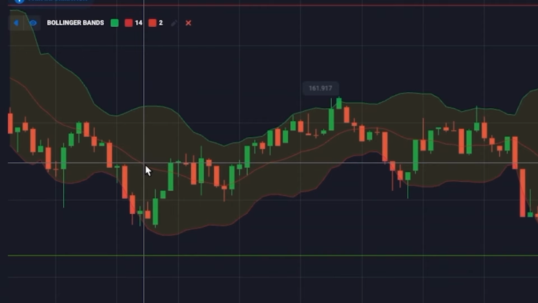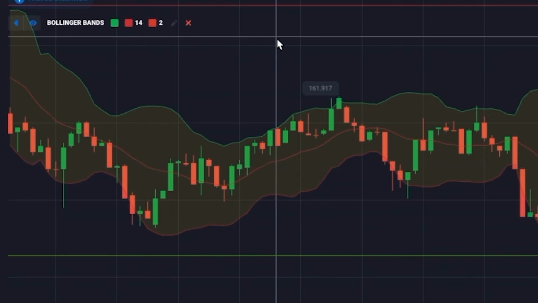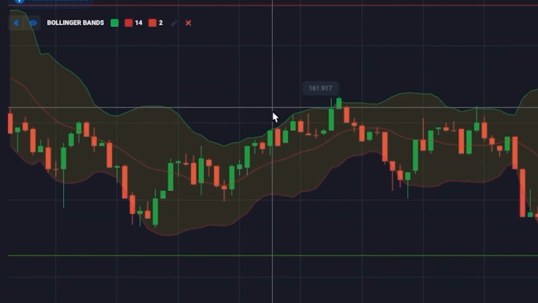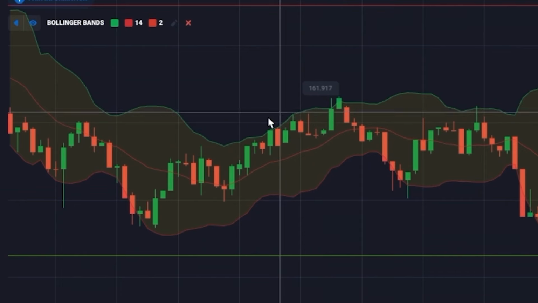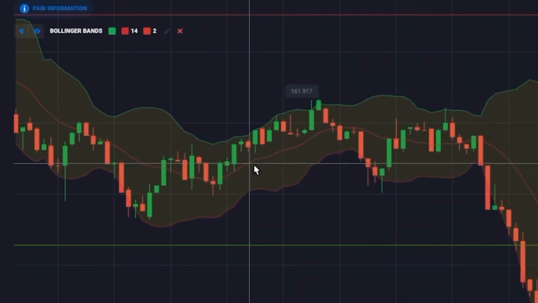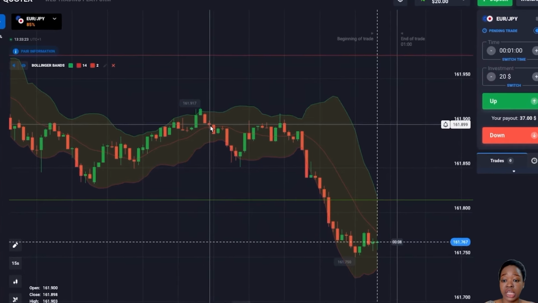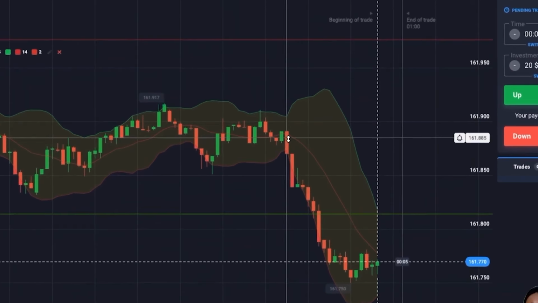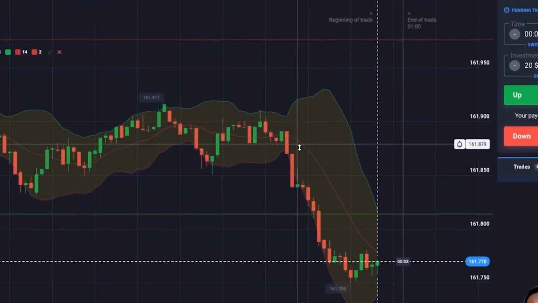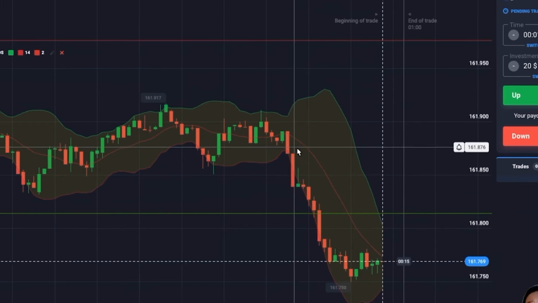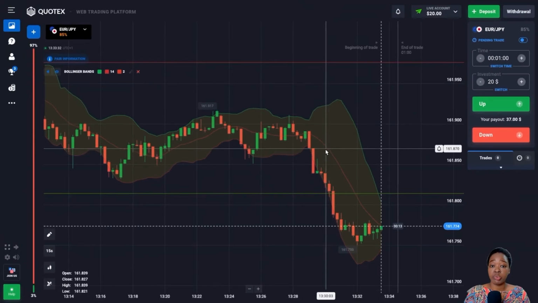So you can see the price is moving in the lower part of the indicator. The middle line always plays the role of the resistance line. And also there are other patterns. If the price goes sharply beyond one of the borders, then there is a high probability of a drop in the opposite direction, as you can see here in the chart. So let's move on to trading situations and put them into practice.